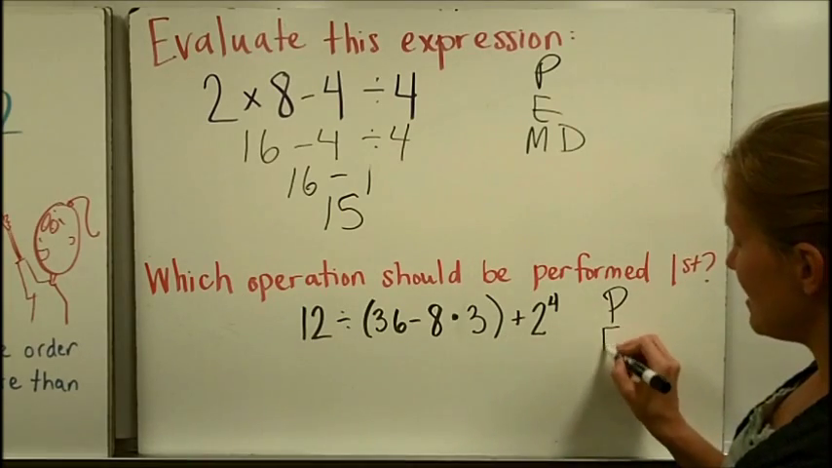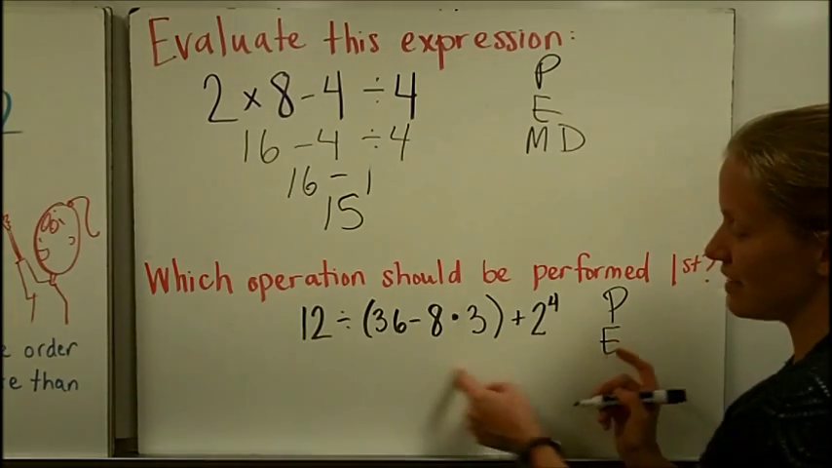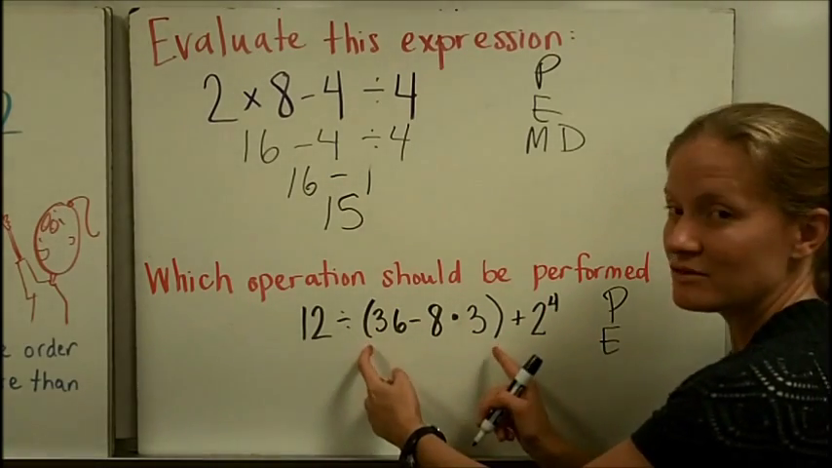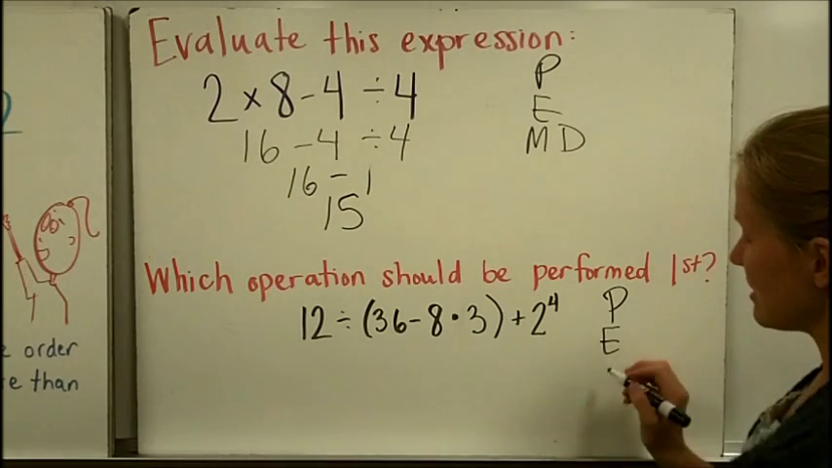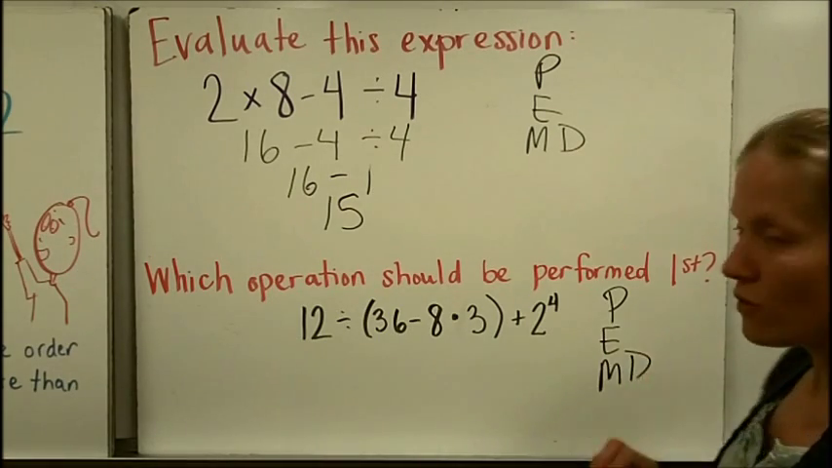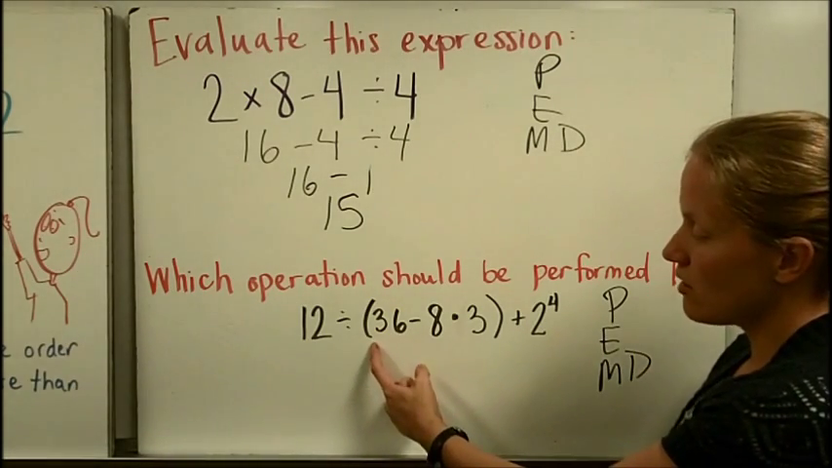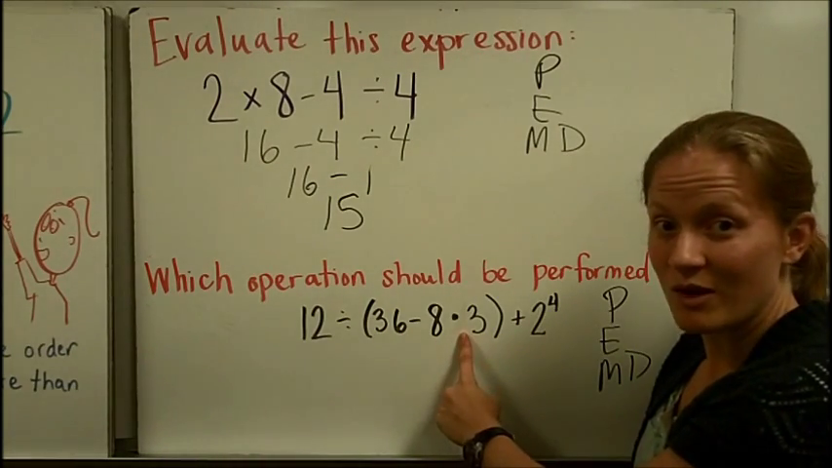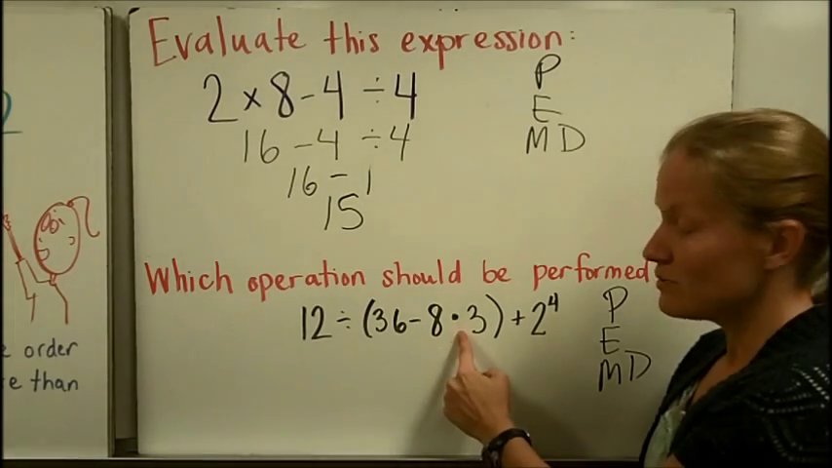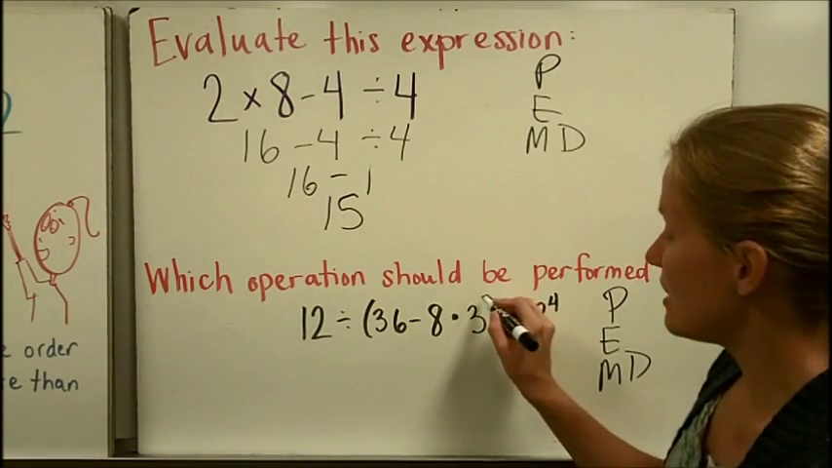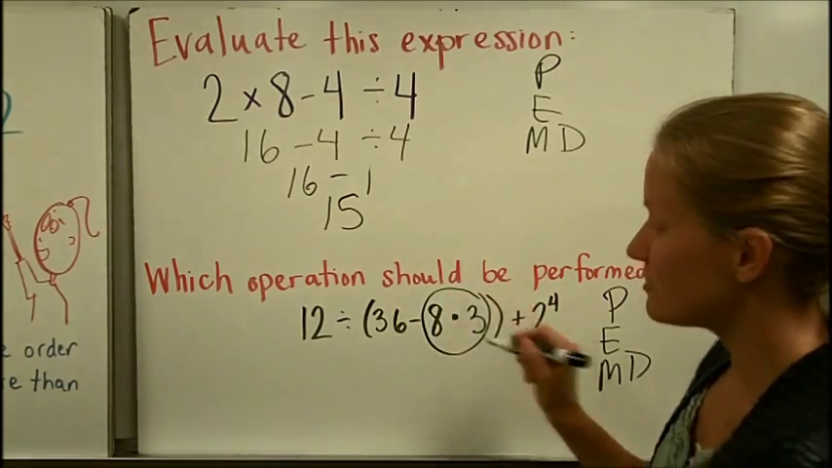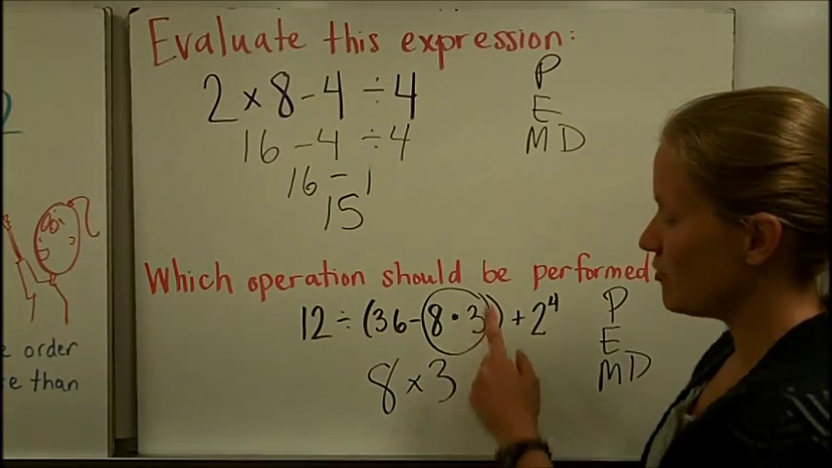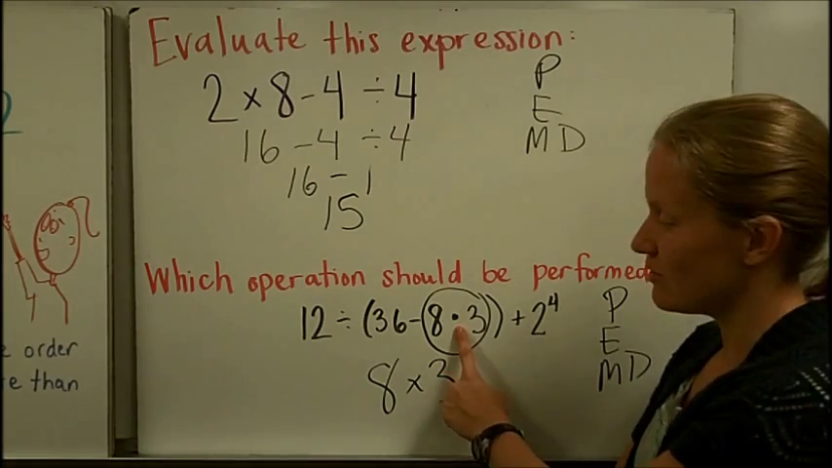So parentheses, exponents. See, the exponents are on the outside of the parentheses, so I'm saving that for after I solve what's in here. Parentheses, exponents, then multiplication or division. So working across inside the parentheses, this dot right here is another way to do multiplication. So this would be the place that I would start in this expression. So the answer to this question would be 8 times 3. That would be the first operation that I would do.